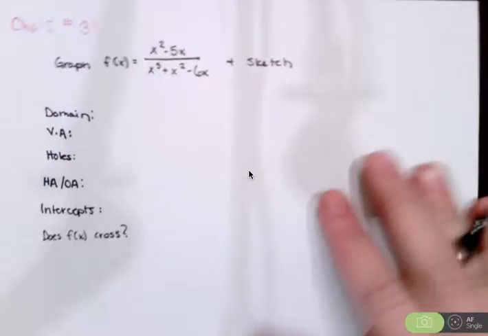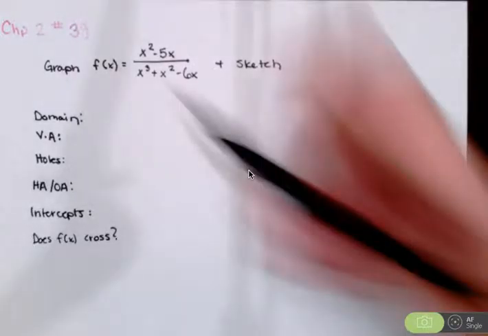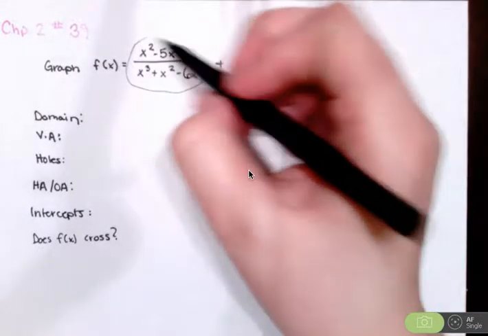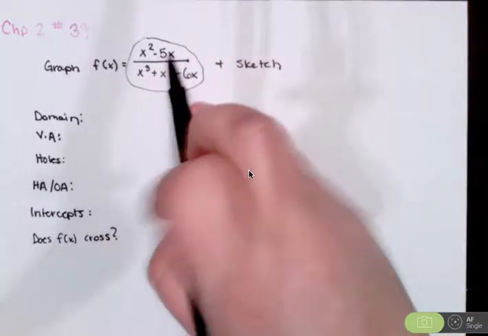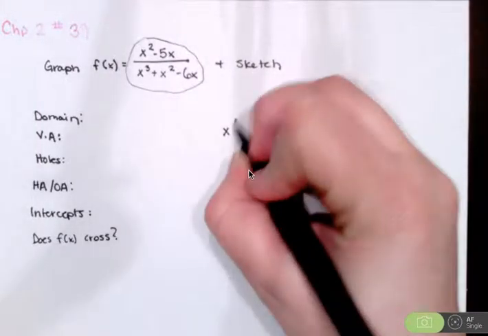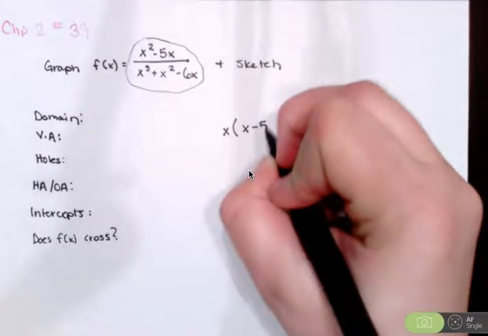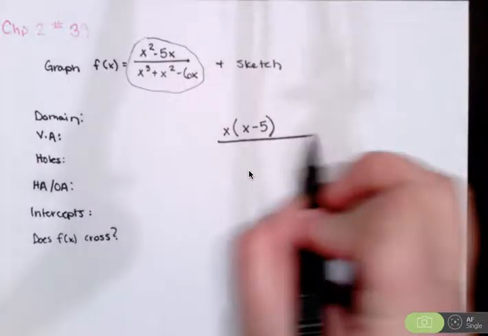So the first thing you would want to do anytime you're trying to graph a rational function is start by factoring out both the top and the bottom of your fraction. So on the top, the only thing I can do is they both have an x in common. So I'm going to take out an x and then I'd be left with an x minus 5.